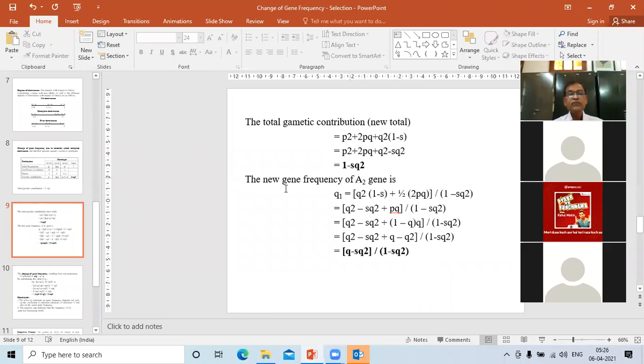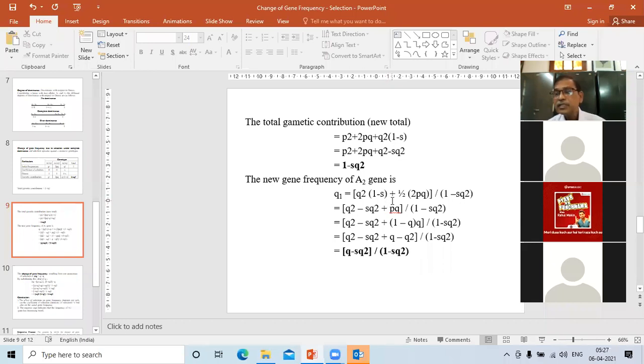Clear? Then the new gene frequency of A2. What will be the new gene frequency of A2? What was the gene frequency of A2 in the parent population? We have considered the frequency of A2 as Q. So after gametic contribution, what will be the frequency of A2? Suppose the new gene frequency of A2 is equal to Q1. So how is Q1 estimated?